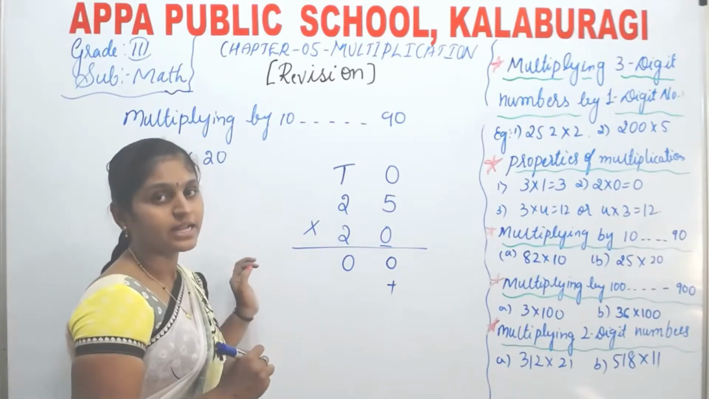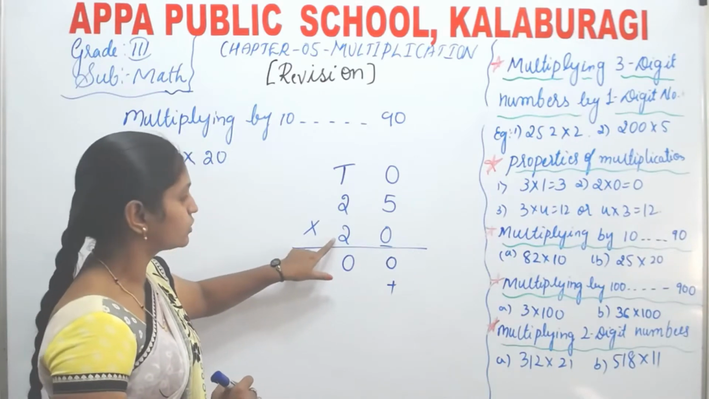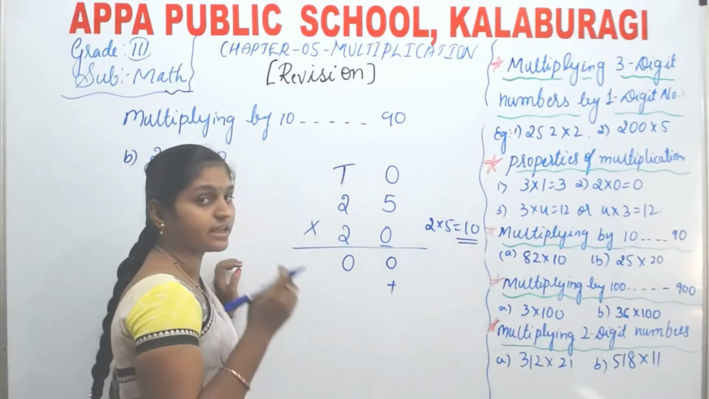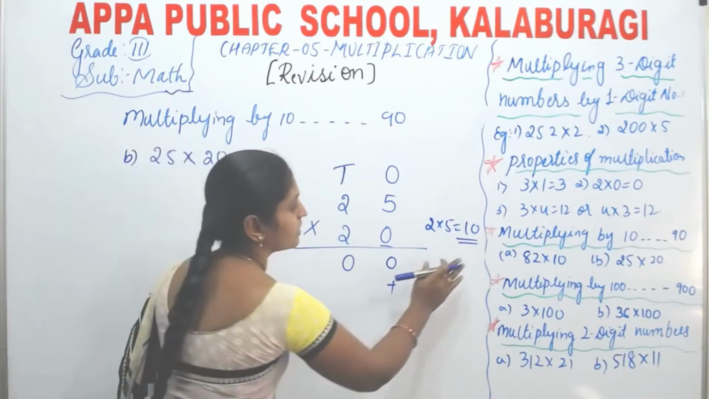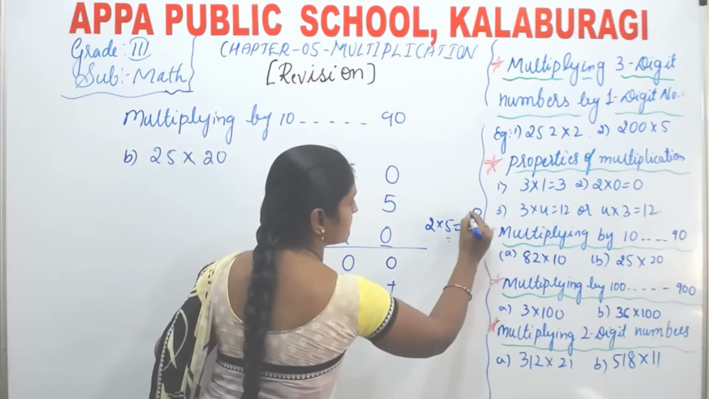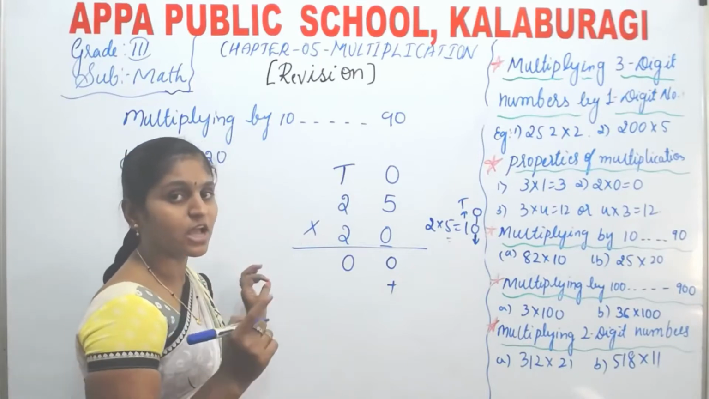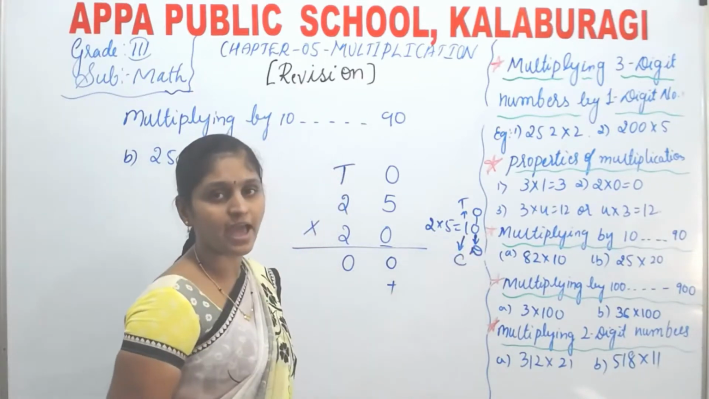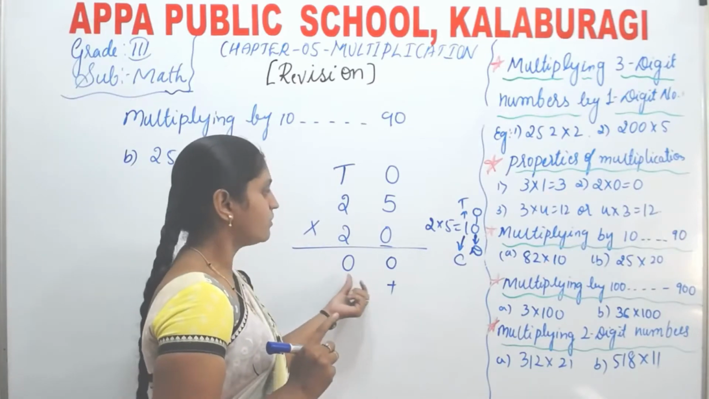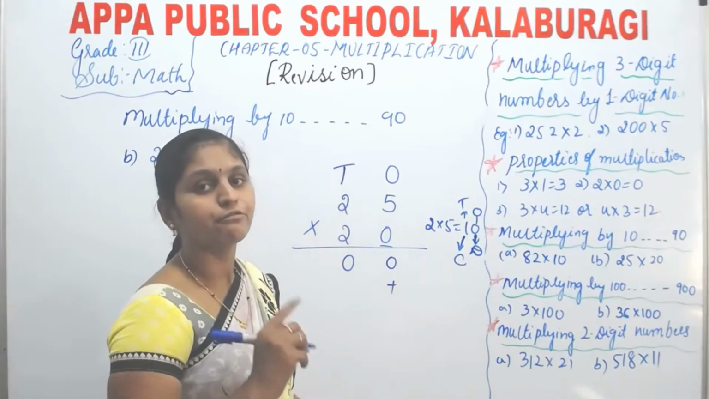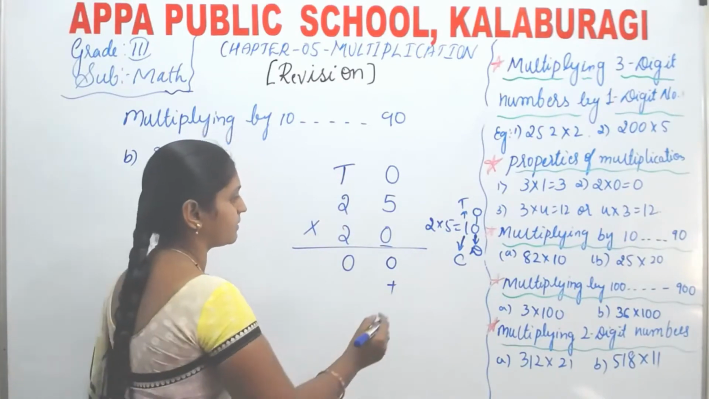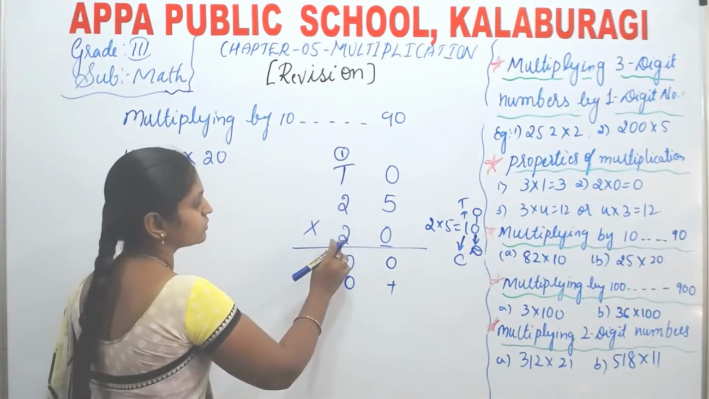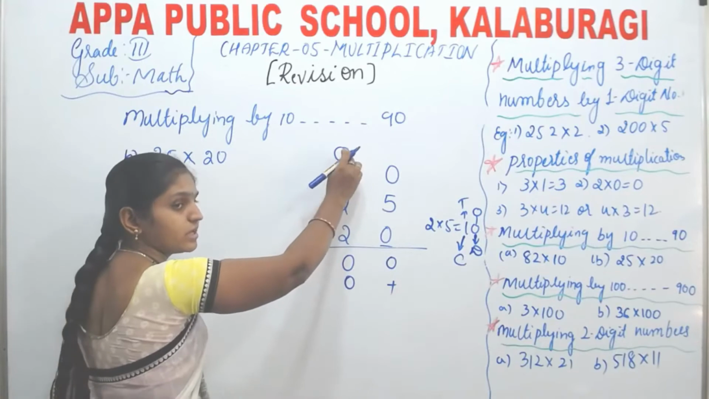Next we are going to multiply with the tens place. This is the number 2. So 2 into 5, 2 5s are 10. Here 10 is there. What number do we write down here? Always the ones place you write down, and the tens place you carry to the forward number. So here 0 you keep down, and 1 you put as the carry. So 2 5s are 10, 1 is carried to the tens place.